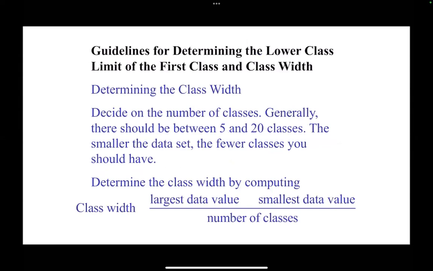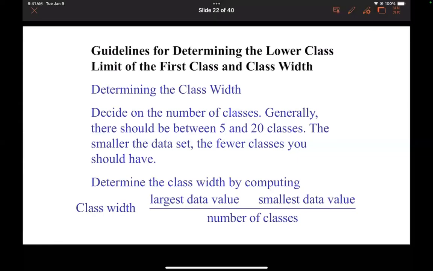This is not the way I find my class width. I never do this. I lost some equal signs. They disappeared. There we go. I don't do this. So our textbook recommends that you determine how many classes you want, and then you take your largest data value, subtract the smallest data value, and divide it by the number of classes that you want. And that'll tell you your class width.